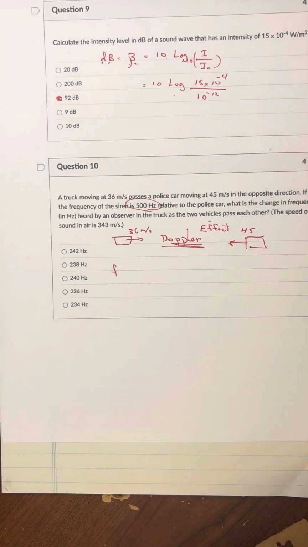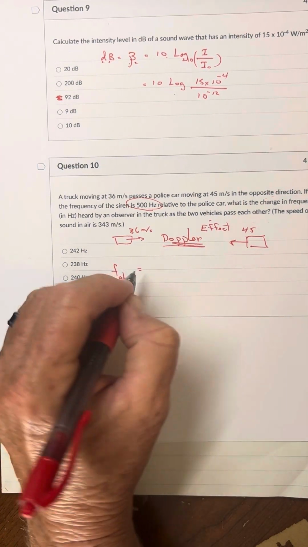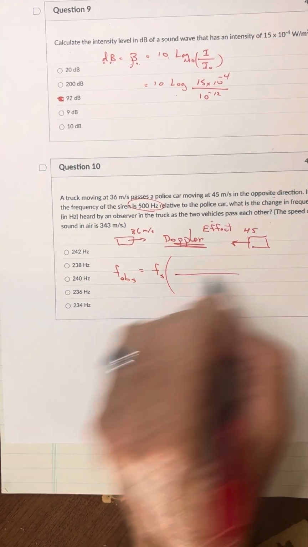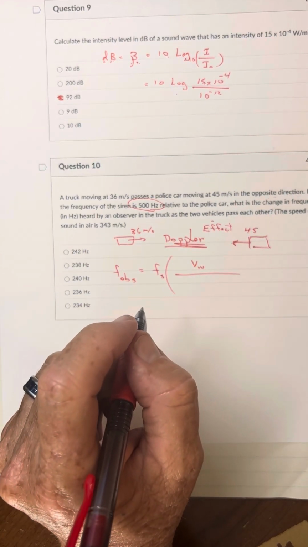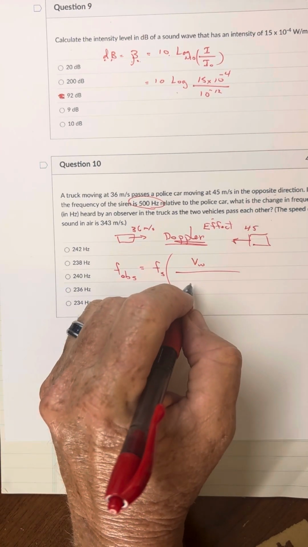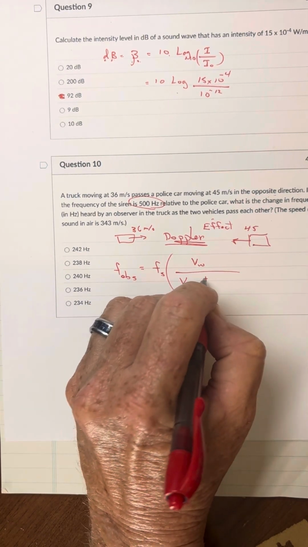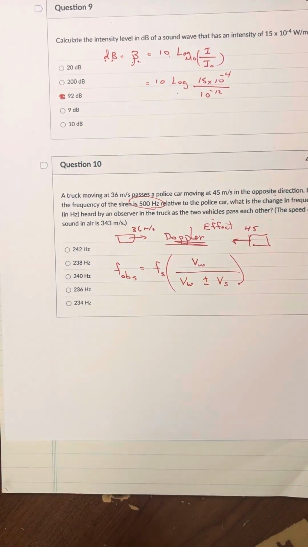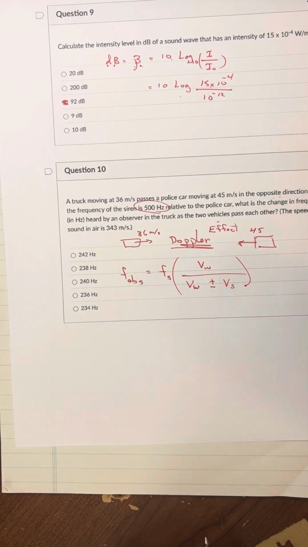Doppler is section 4 of chapter 17. Your author calls this the observed frequency, based upon the frequency of the source. Then we have the velocity of the wave, and if the source is moving, you take the velocity of the wave plus or minus the velocity of the source. And so this is the observed frequency shift when the source is moving.